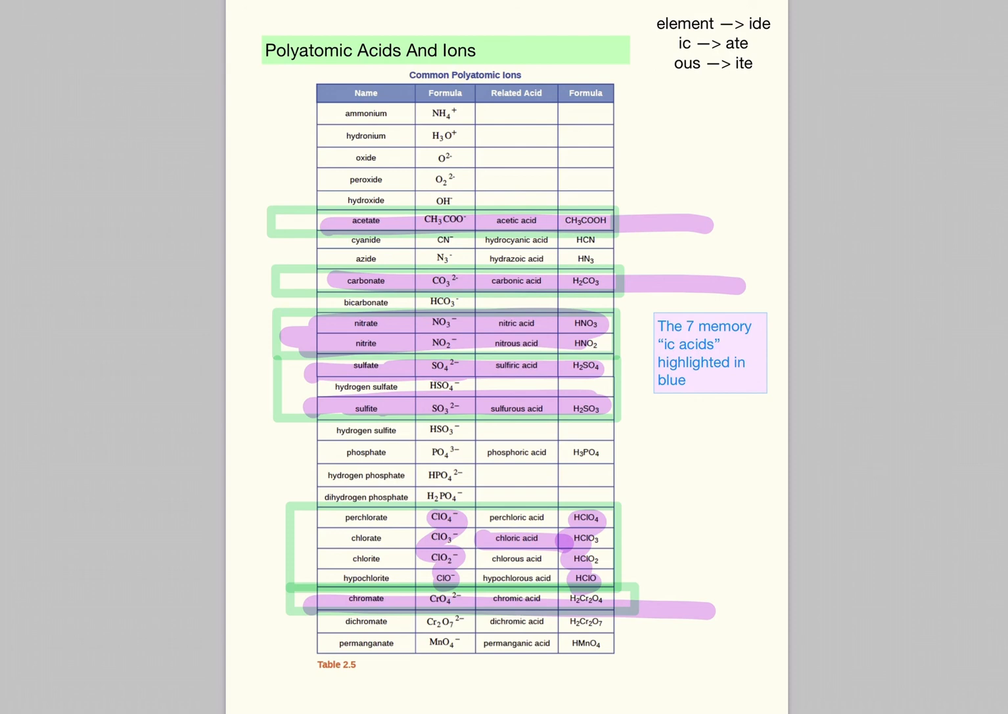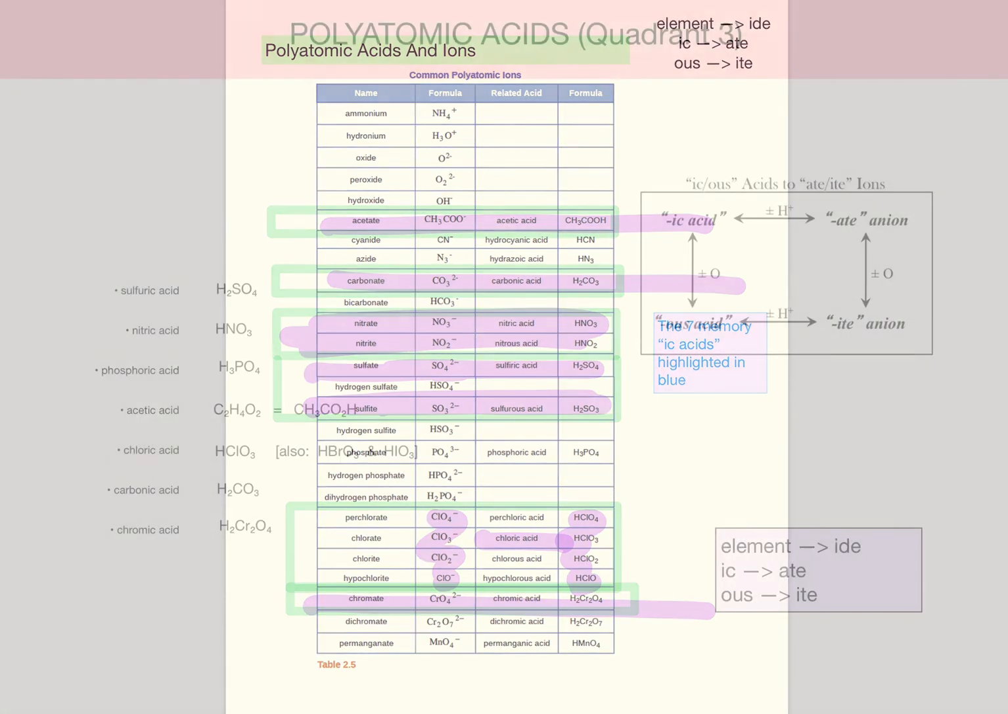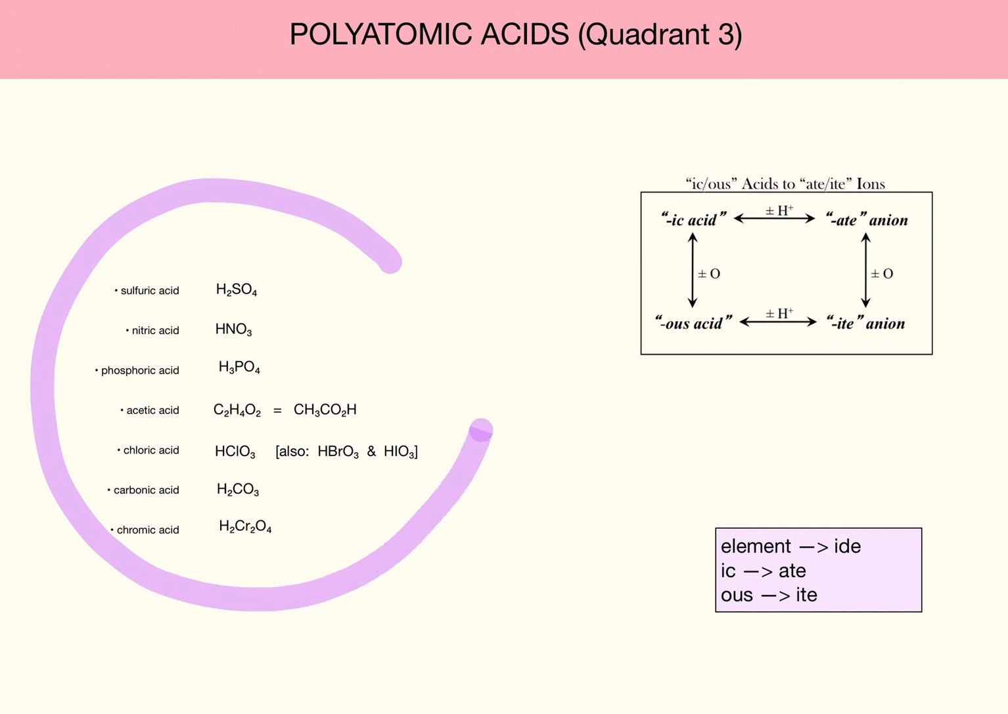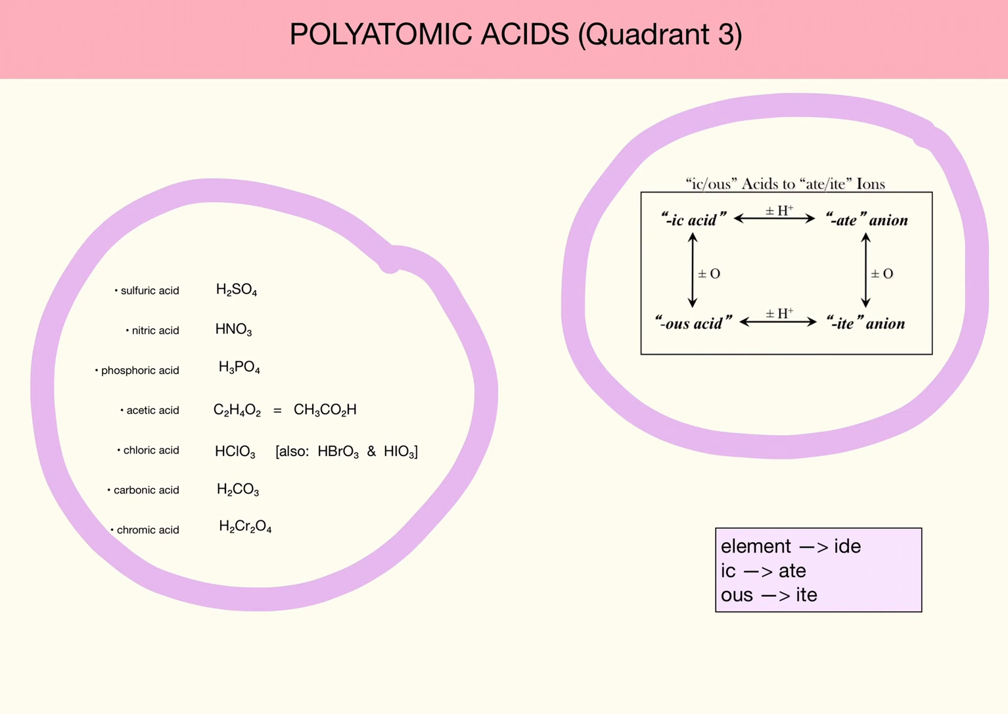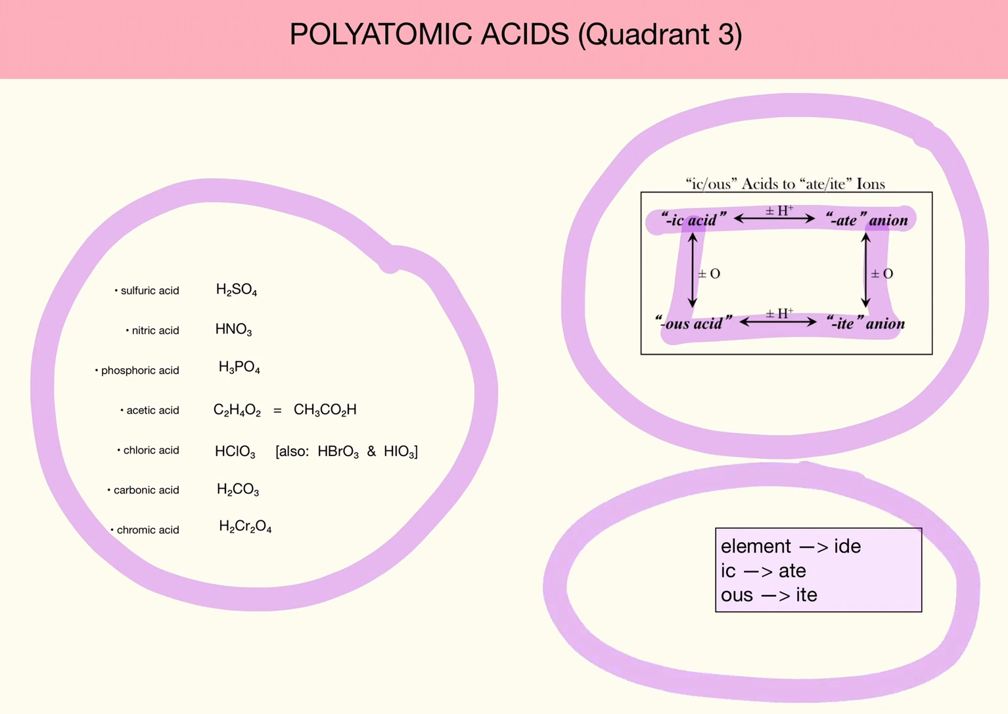But what you need to know at this point are a few things. You need to memorize your 7 ic acids. You need to know that once you've memorized the ic acid, you're going to have at least 1 more family member, but you might have several more. And you need to know that if the anion results from an ic acid, it's going to take an ate ending. If it's derived from an ous acid, it's going to take an ite ending. And as a reminder, if you turn an element into an anion by gaining electrons, that will take on an ide ending.